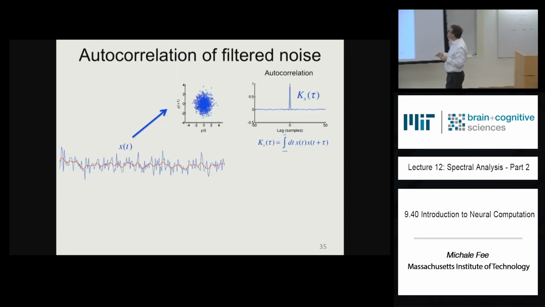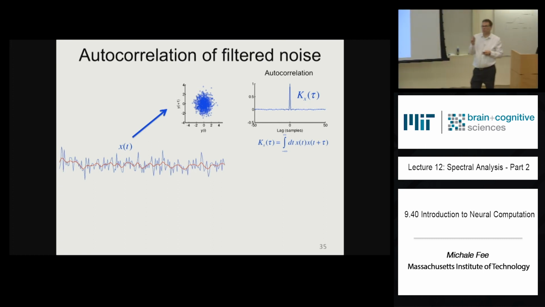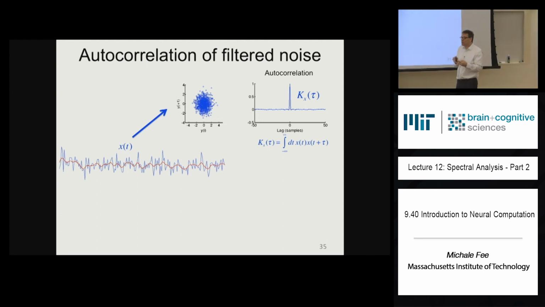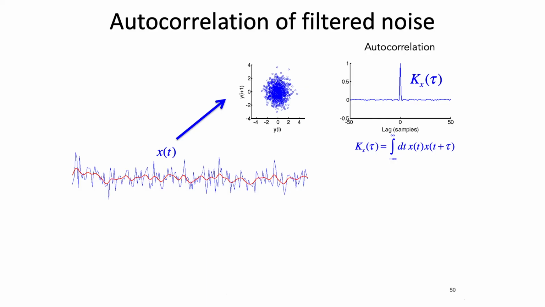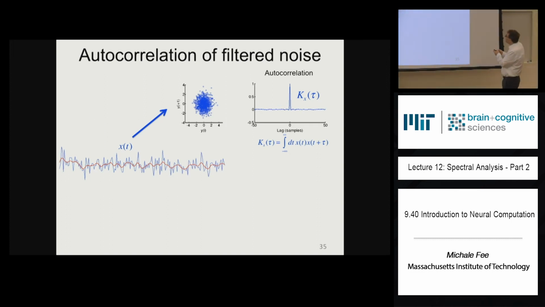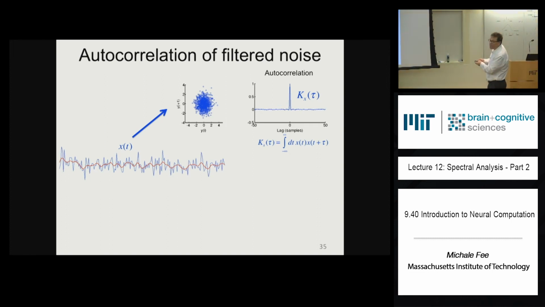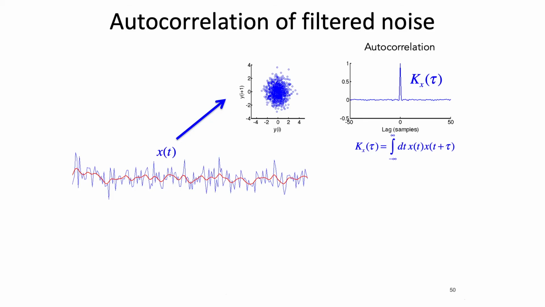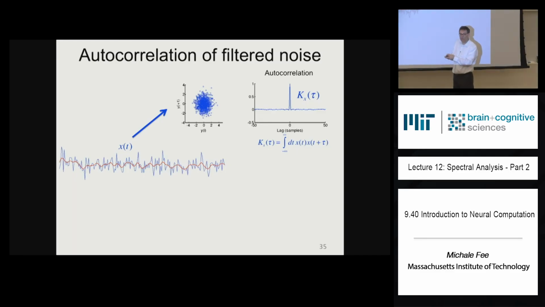All right. I want to tell you about a cool little theorem called the Wiener-Khinchin theorem that relates the power spectrum of a signal with the autocorrelation of a signal. Okay? So here in blue is our original Gaussian noise. In red is our smoothed Gaussian noise. If you look at the correlation of neighboring time points in the blue signal, you can see they're completely uncorrelated with each other. But what about neighboring time points on the smooth signal? Are they correlated with each other?